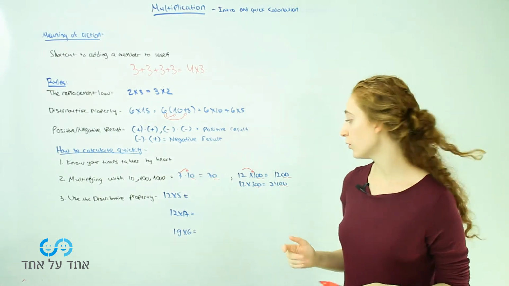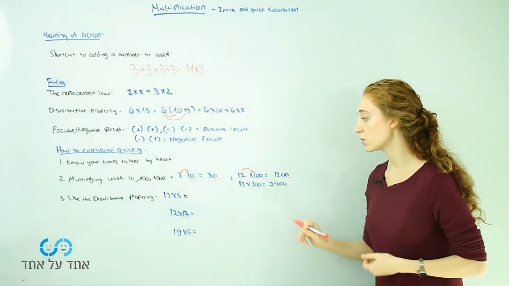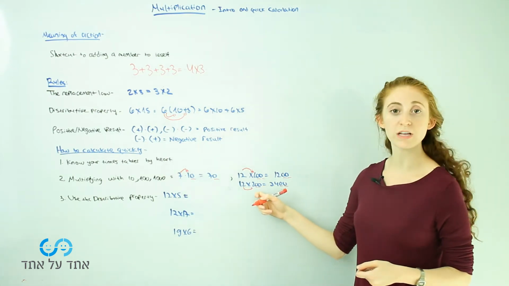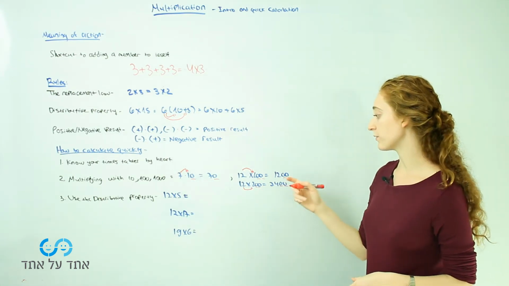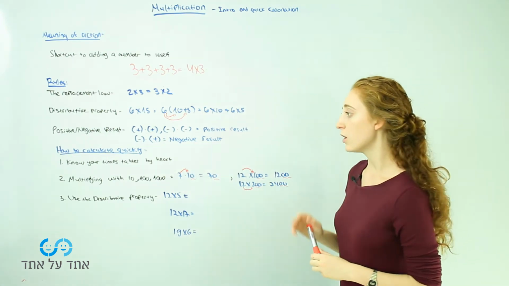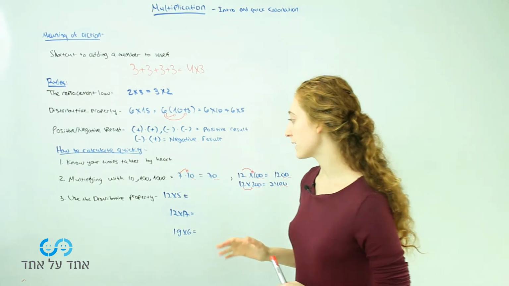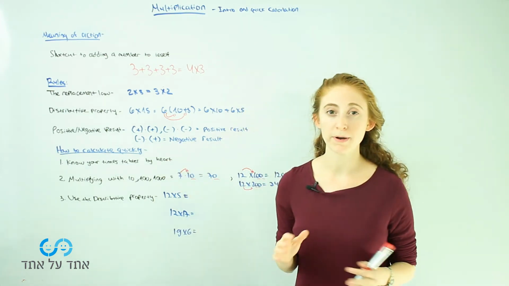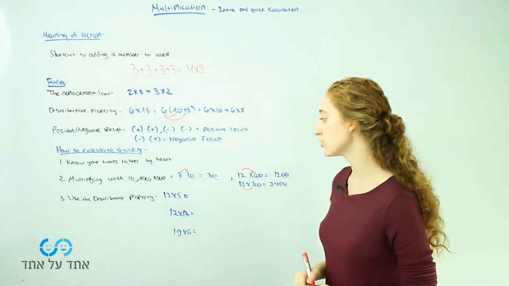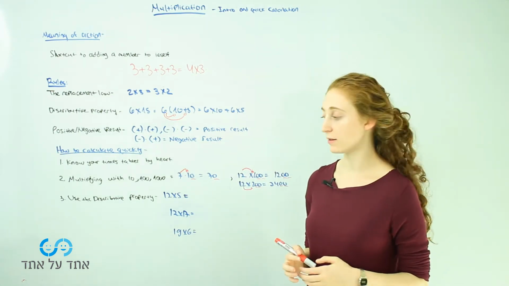Okay, same thing with 12 times 200. The same thing here: 12 times 2 is 24, and then I'll just add the 2 zeros at the end. So 12 times 200 is 2400. So that's that. Next thing is we talked about it a bit before, but now we're going to go more in depth about using the distributive property. Something that we learned in addition, and how we can use it to help our calculations here.